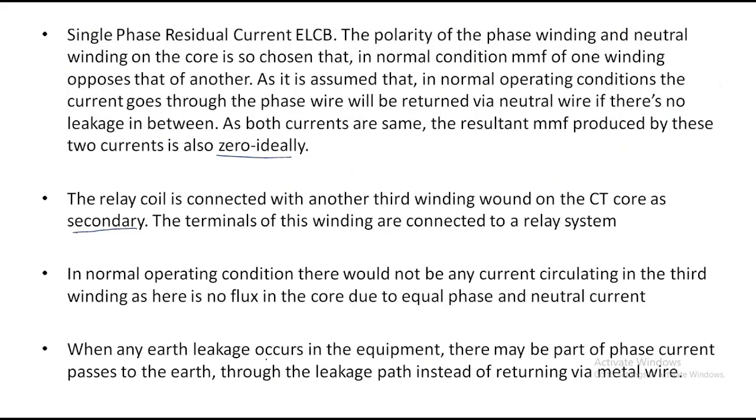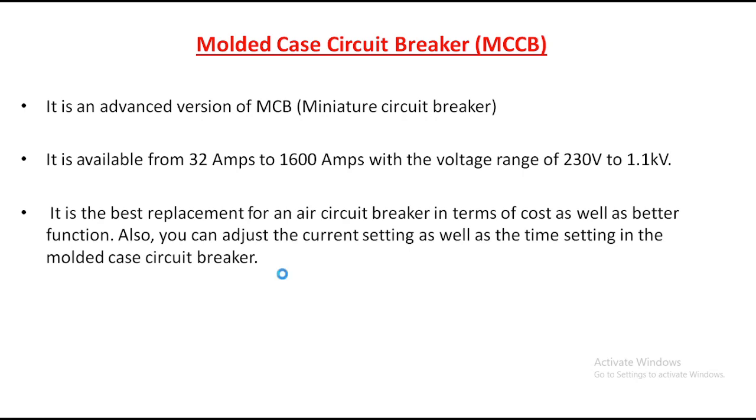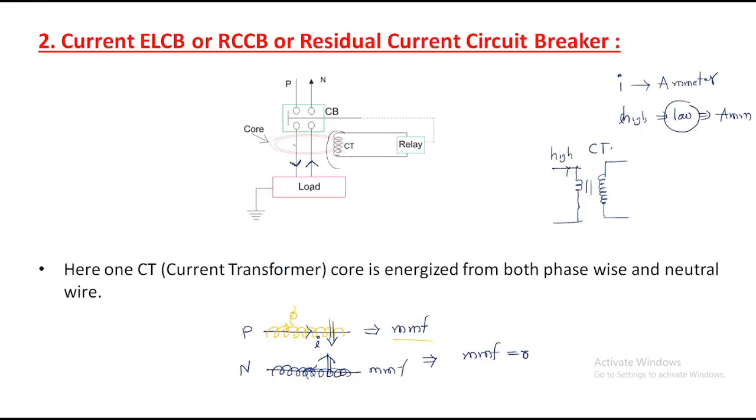When any earth leakage occurs in the equipment, for example, some phase wire is connected here, some of the current will flow through the load to outside. Now what happened? The entering current is, for example, 5 amps, but the leaving current is only 4 amps. Here, 1 amp is leaking to the metal and through to the ground. So leakage current will flow through the load and to the ground.